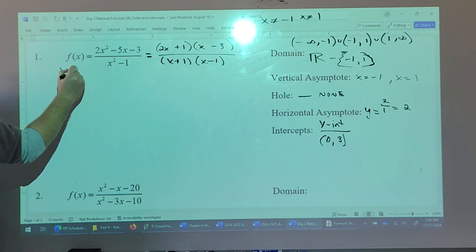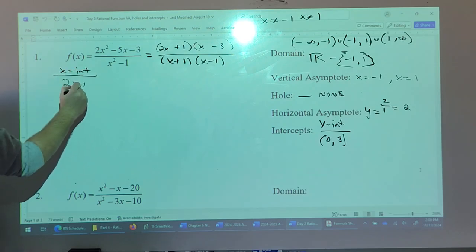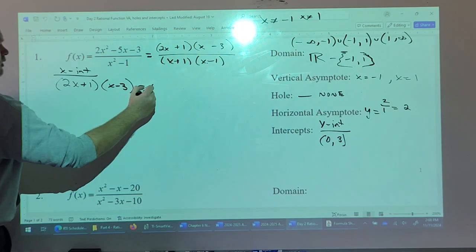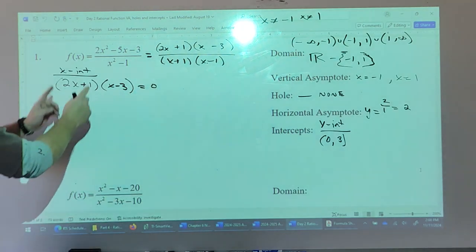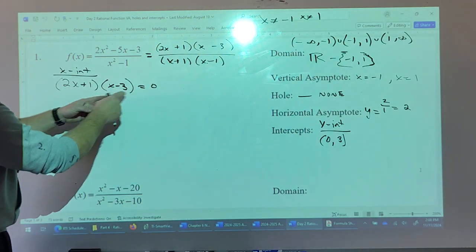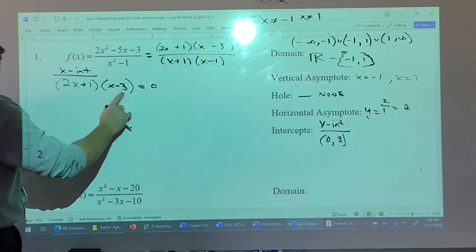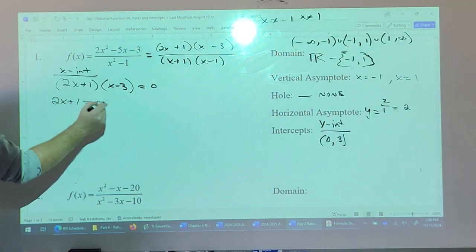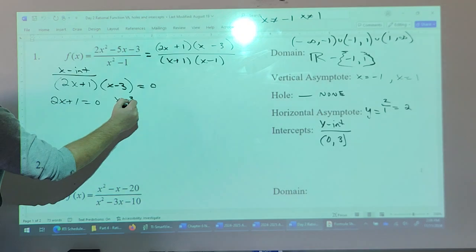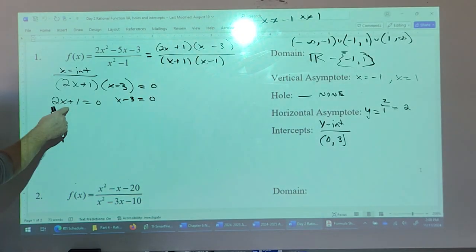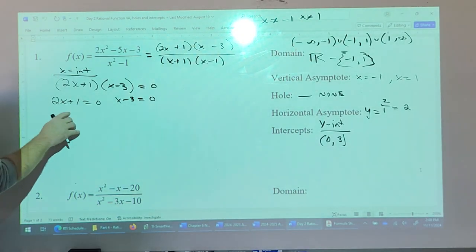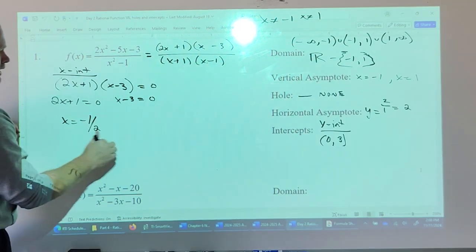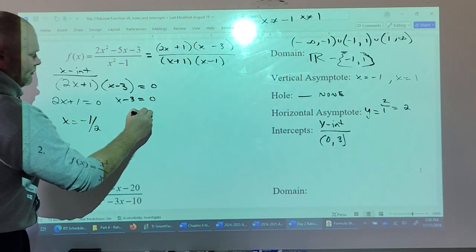This is to get the x-intercepts. I'm setting the factored numerator equal to 0. Well, if both these things multiplied together equal 0, either the result of this was 0 or the result of this was 0. So from there, either 2x plus 1 equals 0 or x minus 3 equals 0. Solving this, subtract the 1, divide by the 2, we get x equals -1/2, and here x equals 3.